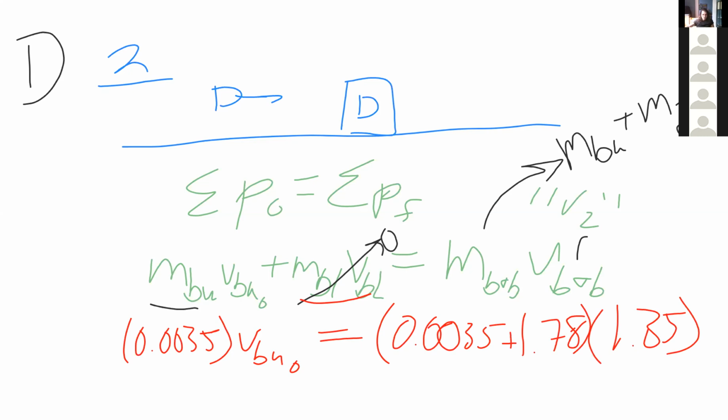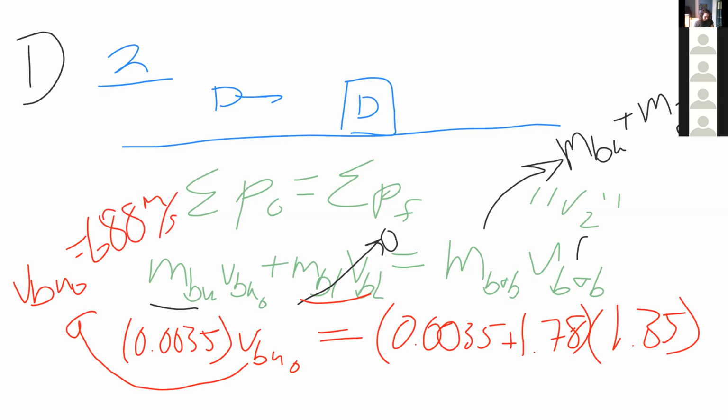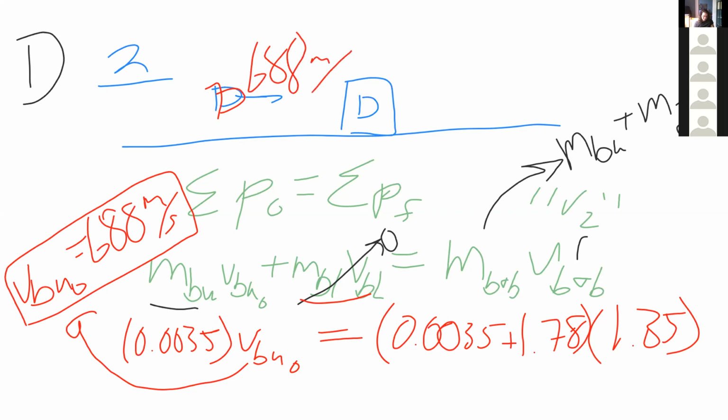Okay, so I'd solve here, and I only have one unknown, so I just need to isolate. And if I do that, I'm going to write this off to the side. I would get the speed for the bullet initially is going to be, for me, 688 meters per second. So let's talk about what that velocity is. That is the speed that the bullet comes into block 2 with. So that's our speed right here, 688 meters per second.